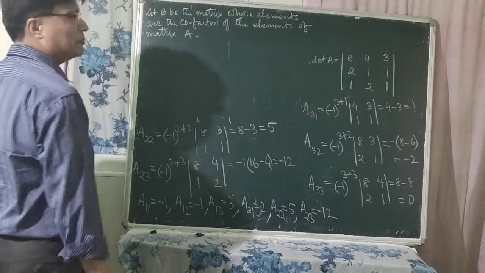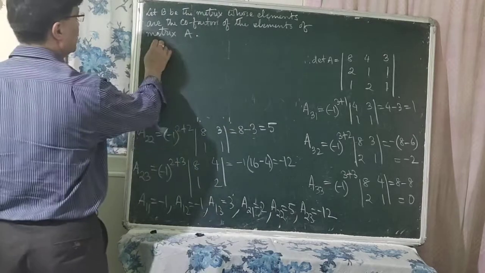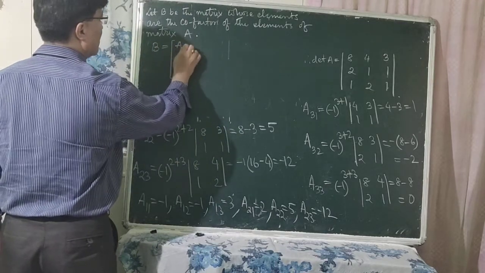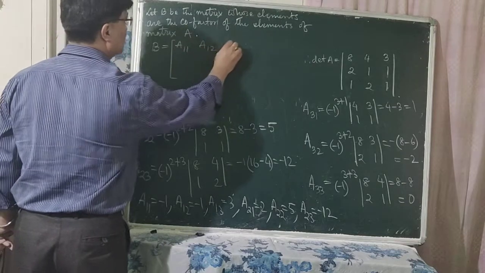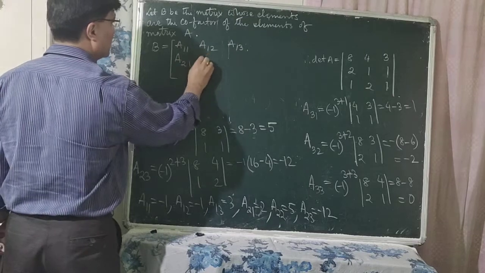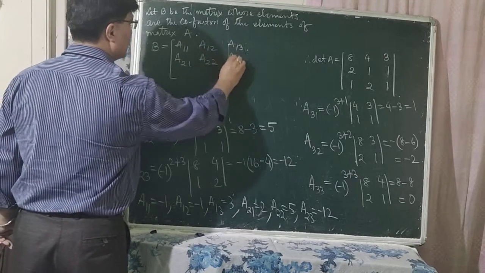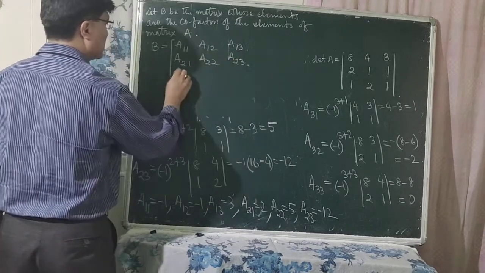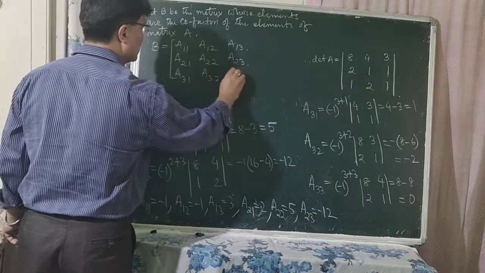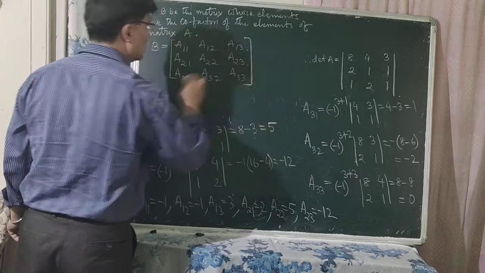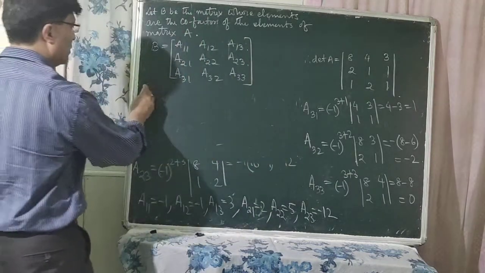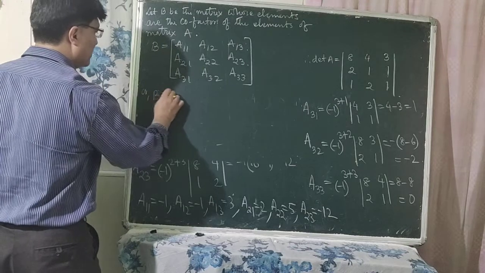Of matrix capital A. Okay. So how can you write capital B now? This is A11, A12, A13. Next comes A21, A22, A23. Next comes A31, A32, A33. So these are the cofactors of matrix B. Or what is capital B here?